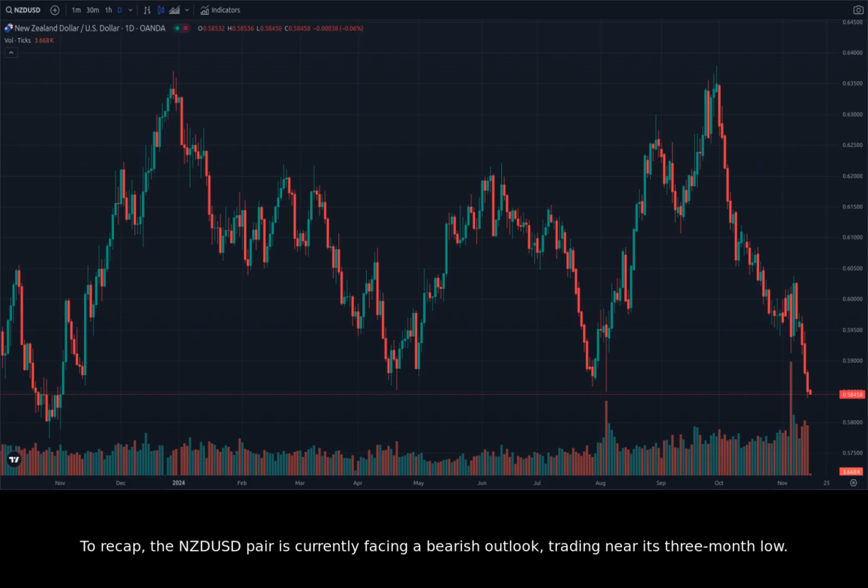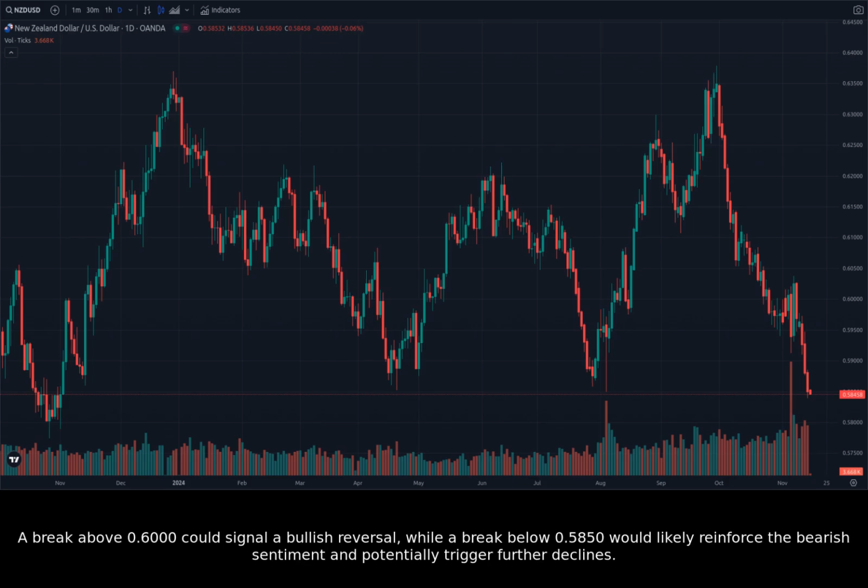To recap, the NZDUSD pair is currently facing a bearish outlook, trading near its 3-month low. Key resistance is at 0.6000, while key support is at 0.5850. A break above 0.6000 could signal a bullish reversal, while a break below 0.5850 would likely reinforce the bearish sentiment and potentially trigger further declines.